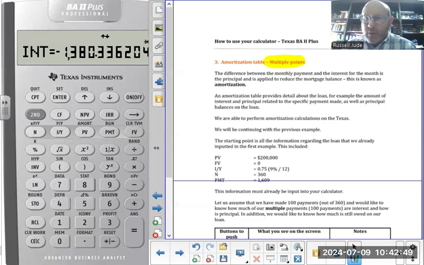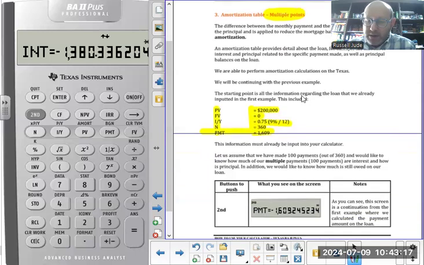Remember, no matter what you're doing on amortization tables, you always first need to be able to put everything in. Present value, $200,000, zero future value because it's been repaid. Interest rate of 9% per annum divided by 12, 0.75 monthly, 365 payments, and then a payment of $1,609 per month. Okay. And what I want to do now is say, no, hold on a second.